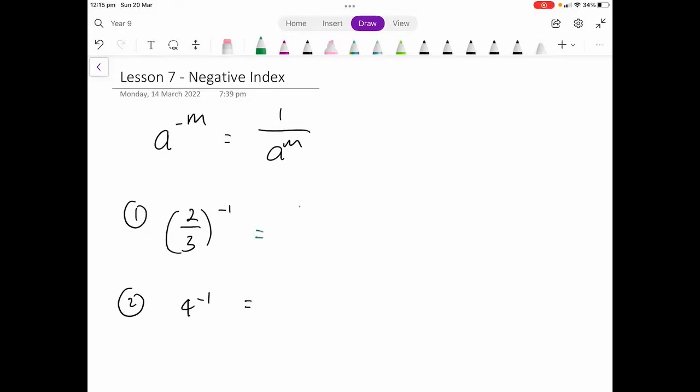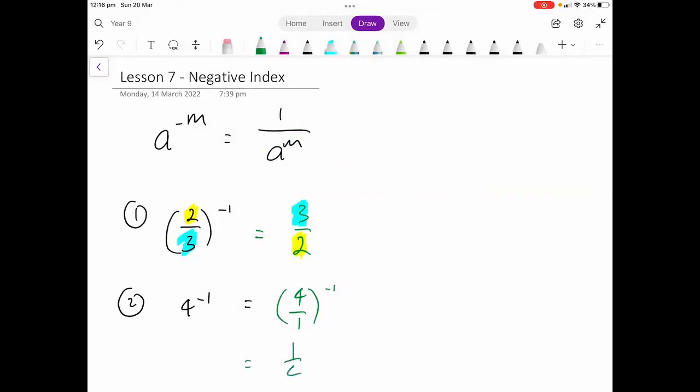First question, 2 over 3 all to the power of minus 1. That just means that you flip it upside down. So 2 over 3 becomes 3 over 2. You can see here that 2 goes from the numerator to the denominator and 3 goes from the denominator to the numerator.